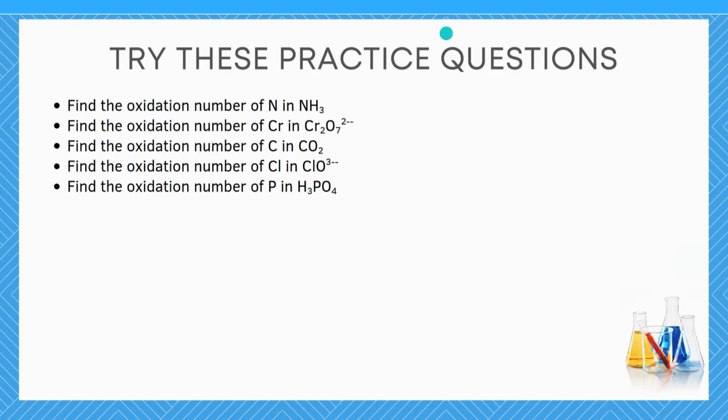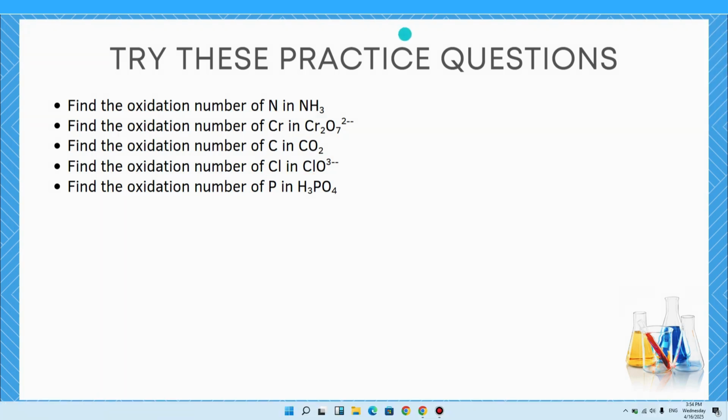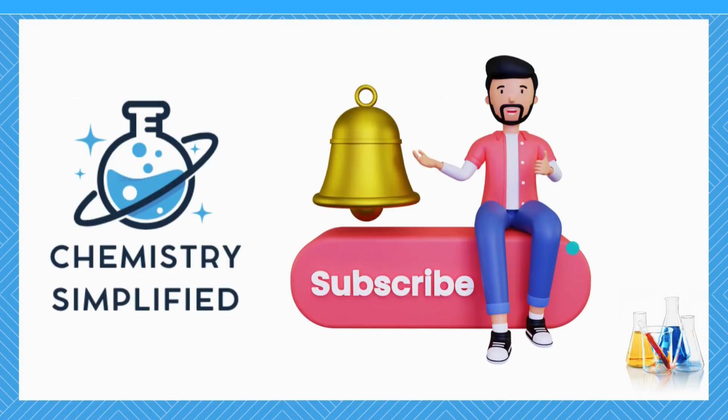So now here are some practice questions that I want you to try out, okay? So find the oxidation numbers of these elements in these compounds. We have all this for you. I want you to go ahead and find it. So now we've dealt with the second concept in this series on balancing redox reactions. You can see we are taking it step by step. So next episode, we're going to be dealing with another basic concept in redox reactions.